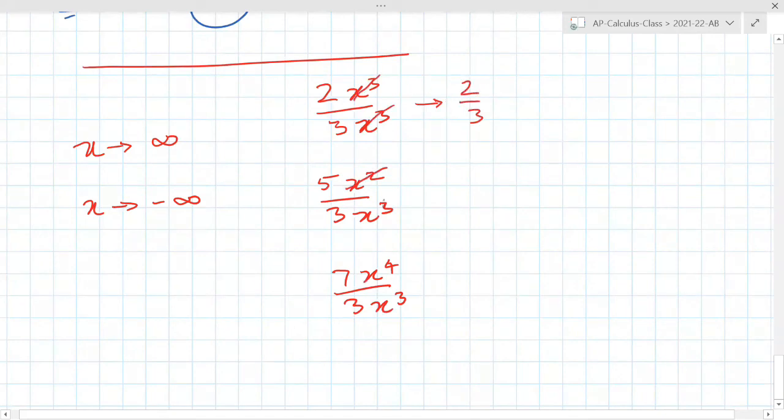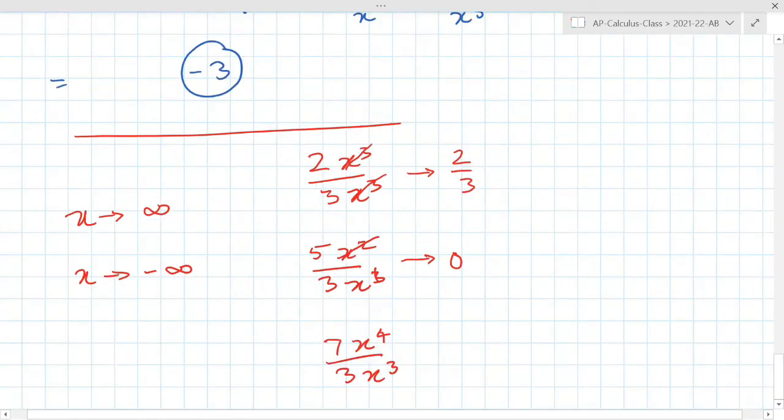And here, 1x will remain in the denominator. What's the limit here? If you divide a finite amount in infinite parts, one part is becoming extremely small. It is going towards 0. So the limit is 0.